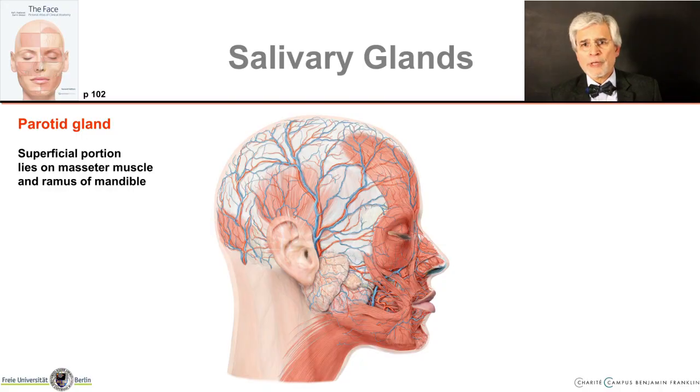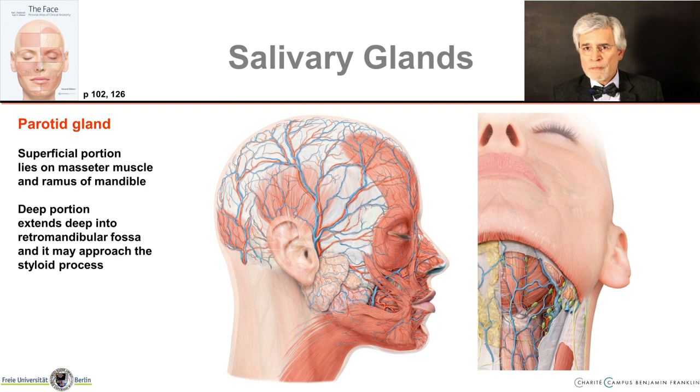Let us begin with the parotid gland. It is located, as the name indicates, next to the ear, or more precisely, anterior to the ear. And there is a superficial part which lies on the masseter muscle. And you can even feel it yourself if you palpate with your fingers here at the angle of your mandible. And further posteriorly, it covers the ramus of the mandible and it extends even further back.